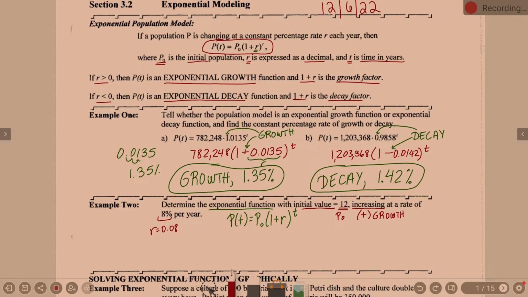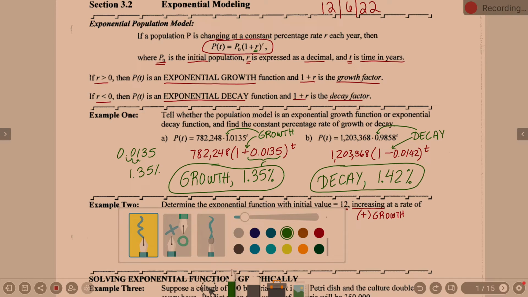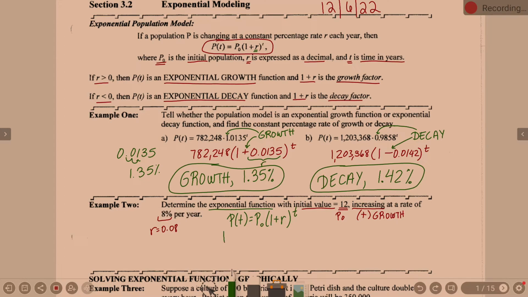Okay, can we write our equation? P of t equals 12. Okay, and I wrote mine for the moment as 12 times 1 plus 0.08 raised to the t. But yes, what would you likely do? You would clean it up. P of t equals 12 times 1.08 raised to the power of t.